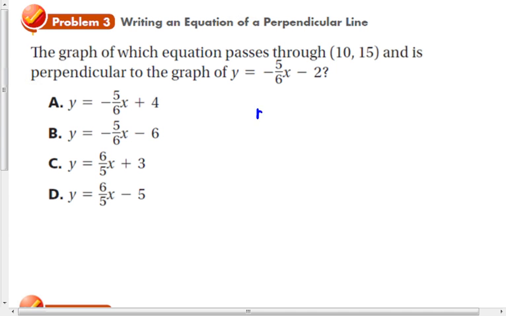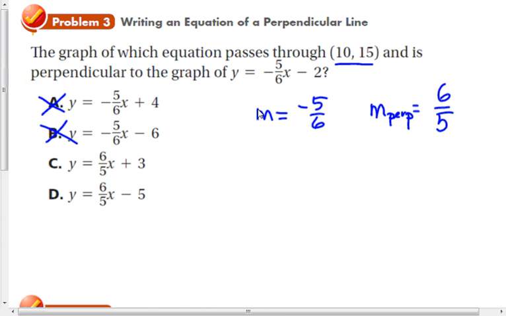So our slope of our original line is -5/6. So we need the opposite reciprocal. So let's say the slope of our perpendicular line is, flip it over and make it positive. So we need 6/5. So let's eliminate A and B right now. Now what we could do is just check which of those last 2 equations has the solution (10, 15), but we need to be able to do a little bit more than that.